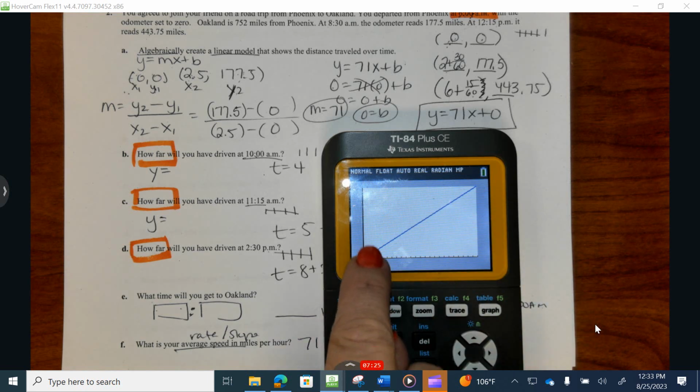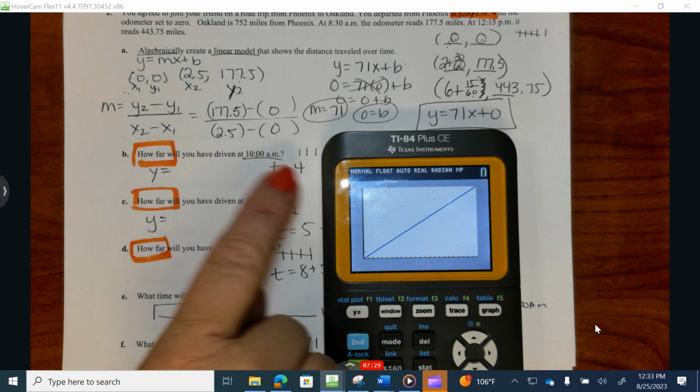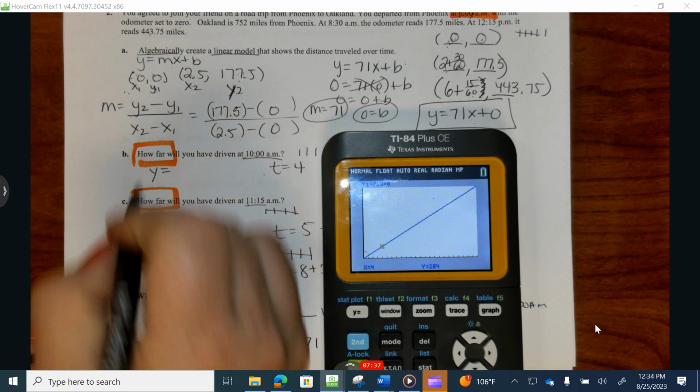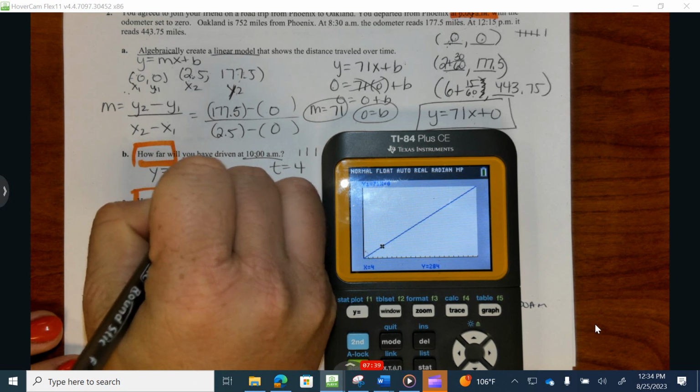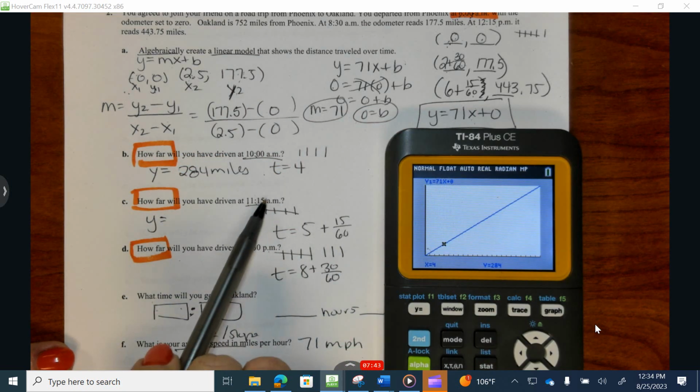Okay, so I could say after 1 hour, how far have I gone? After 5 hours, and so on. So how far have you gone after 4 hours? Second trace, and we're going to round to the nearest tenth. 284 miles. Okay, next up, again, now we don't have an exact.